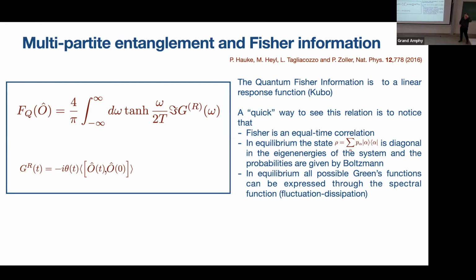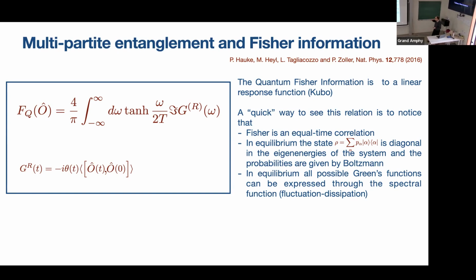So we just couple our system to some operator which is coupled to O. We do linear response, and by just determining the response function, we are able to compute the Fisher information, and therefore we are done in trying to get information about the entanglement.